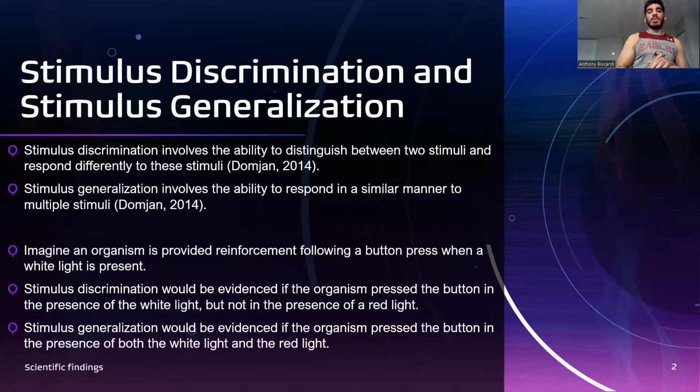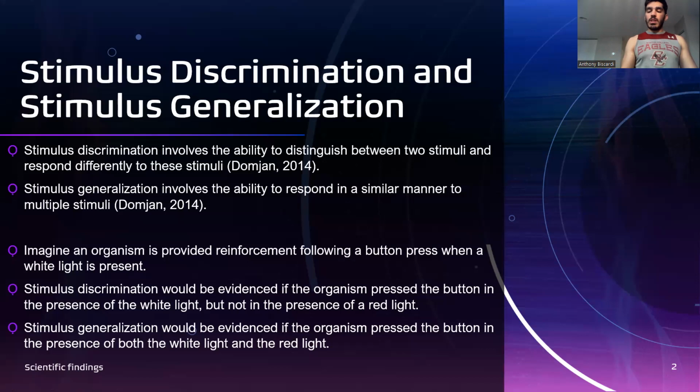So stimulus discrimination is the ability to distinguish between two stimuli and respond differently to these two stimuli. Stimulus generalization is generally just the opposite of it, in which an individual will respond in a similar manner to multiple stimuli. So, for instance, imagine that an organism is provided reinforcement following the pressing of a white button.